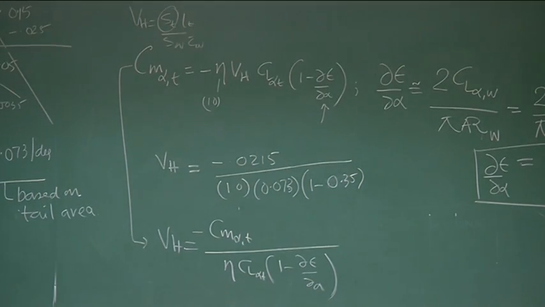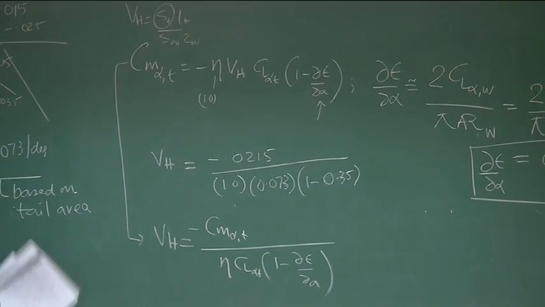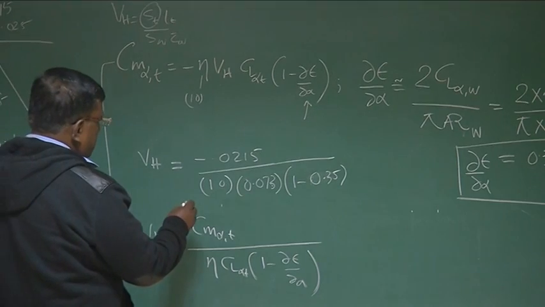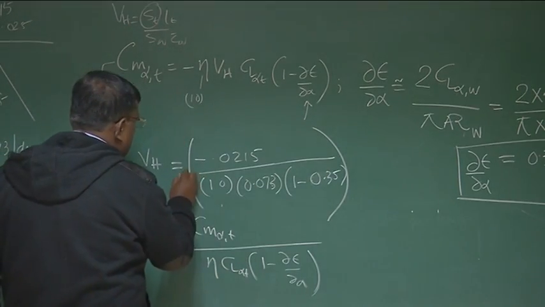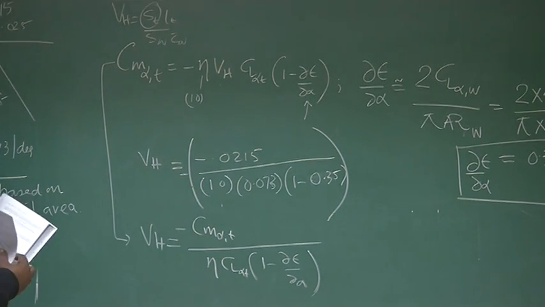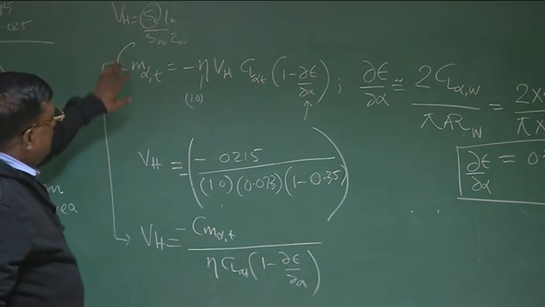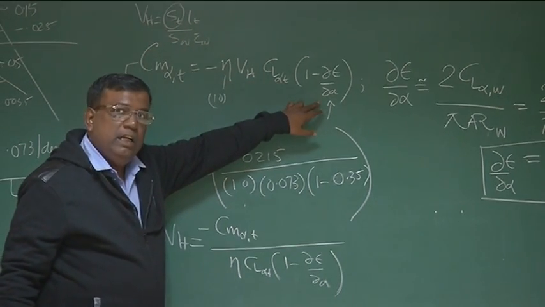Now you will ask me a question, where has this minus sign gone? So we have to be very, very clear that when you are computing this, there is a minus sign here, so I put a minus sign here. Okay? Now it's clear? Again, let me repeat. Cm alpha tail is eta Vs CL alpha tail, 1 minus d epsilon by d alpha.